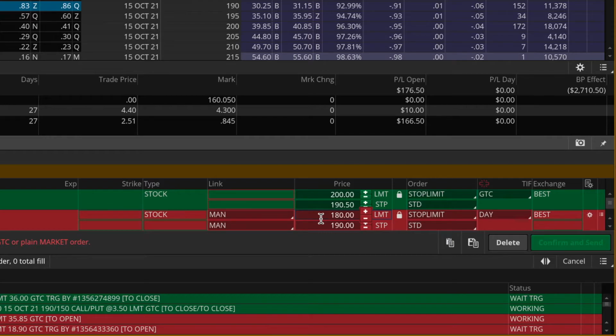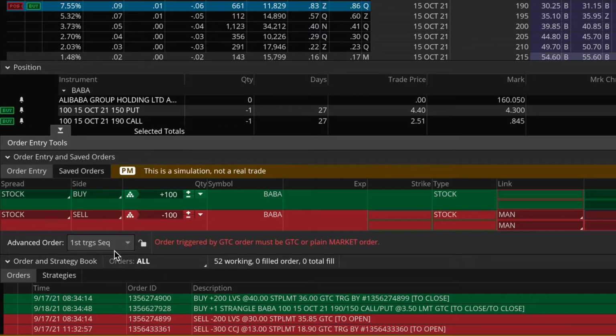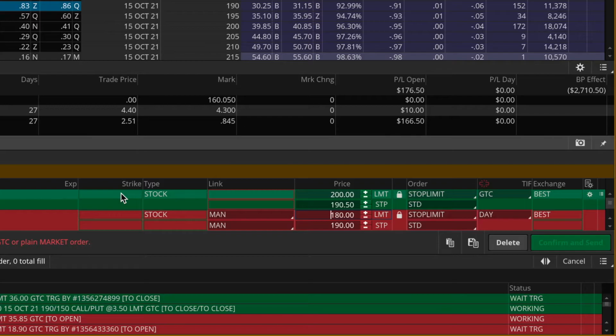And so just to explain once more, this second order, this sell order, will not even be considered until this buy order actually does get executed and filled. That's what the first trigger sequential advanced order type means. It's simply going to execute all the orders that are listed here sequentially. So this one here in green will buy the shares if Alibaba does ever cross 190.50.